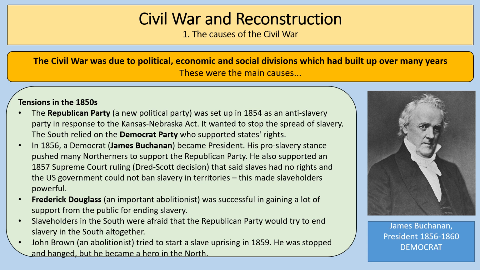Now, Frederick Douglass, who was an important abolitionist, was successful in getting a lot of support from the public for ending slavery, and this particularly got a lot of support in the North. Now, slaveholders in the South were afraid the Republican Party would try to end slavery in the South altogether. John Brown, an abolitionist, tried to start a slave uprising in 1859, and he was stopped and hanged, but he also became a hero in the North.